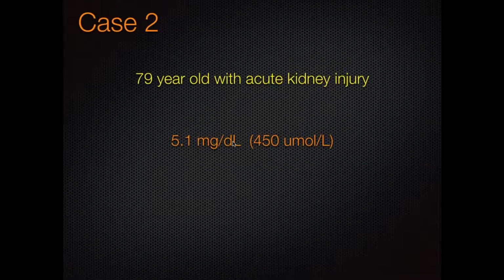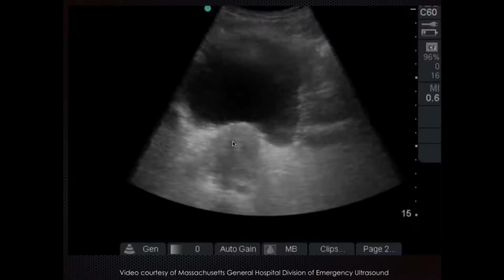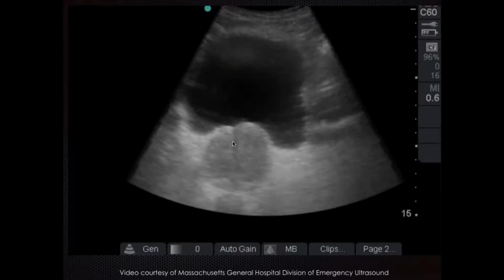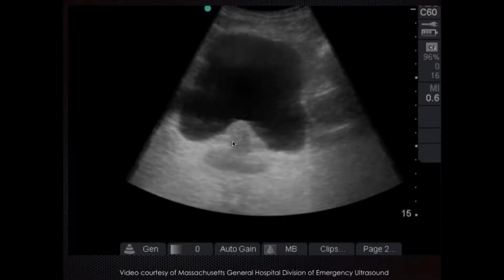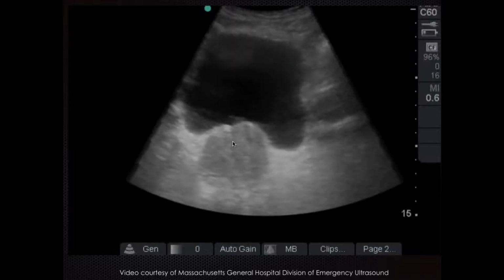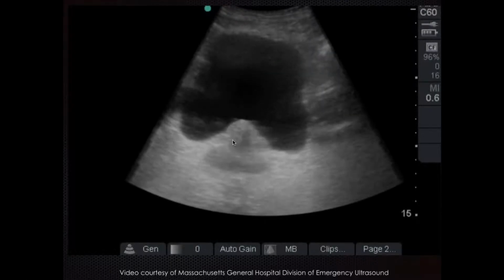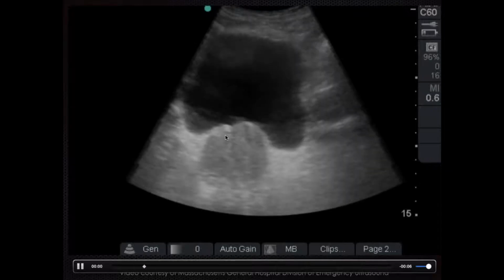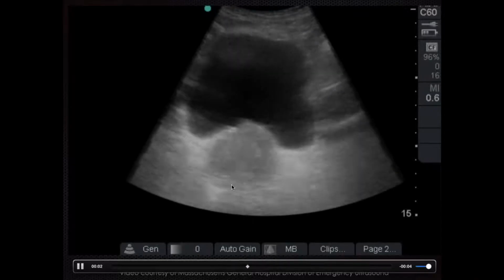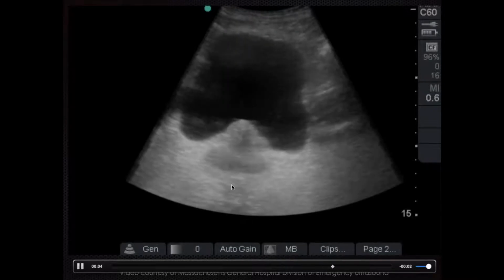Let's move on to case 2. We have a 79-year-old gentleman with acute kidney injury and a creatinine of 5.1. So you go ahead and scan the bladder. It's the same method that we already talked about, looking for intra-abdominal fluid, and you see this. So what we have here is a distended bladder with an enlarged prostate.